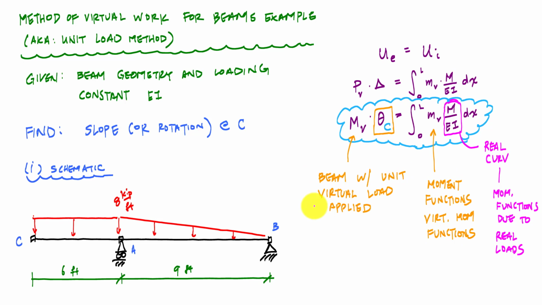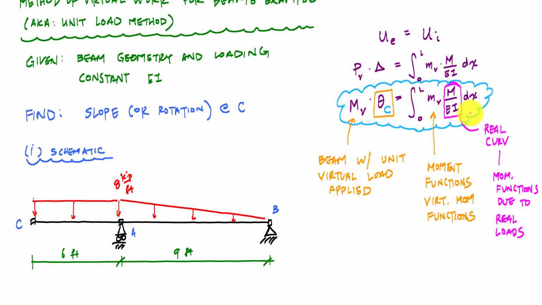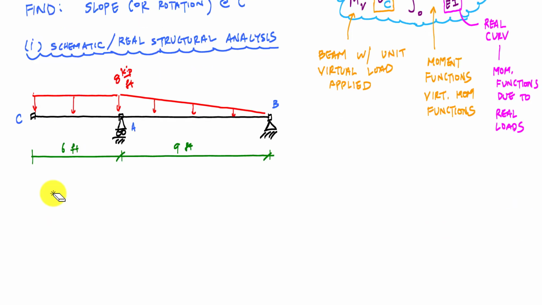So because I have the schematic for the real loads, if you will, drawn right now, I'll just go ahead and do that first, which means I need to get the moment functions so I can determine this real curvature function over the entire length of the beam. So now I'll just focus on the real structural analysis, which just means I'm trying to find the curvature function, this M over EI function for the entire length of the beam.